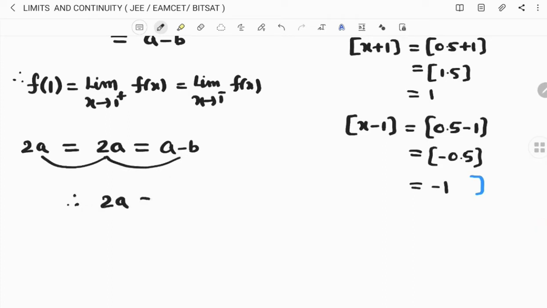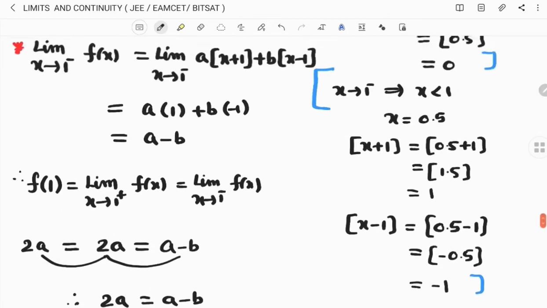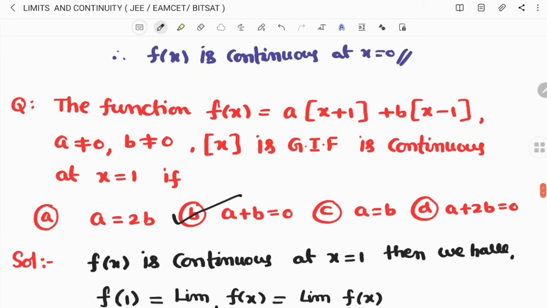Therefore, 2a equals a minus b. Taking that a minus b to the LHS, we get minus a plus b equal to 0, so a plus b equals 0. So the condition for f of x to be continuous at x equal to 1 is a plus b equal to 0, which is there in the second option.